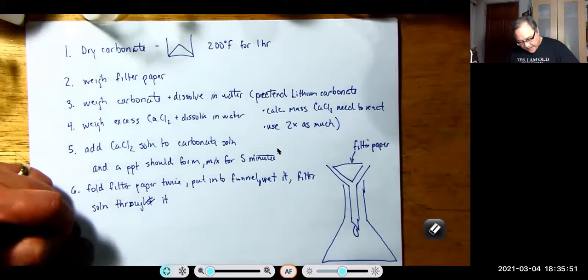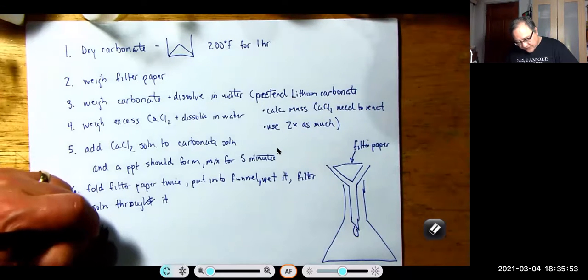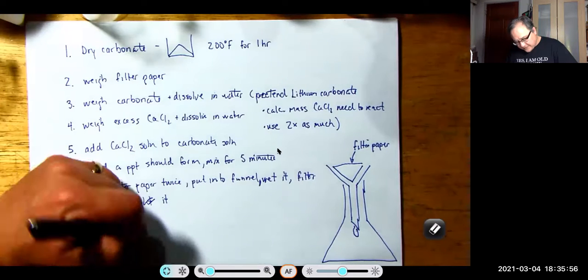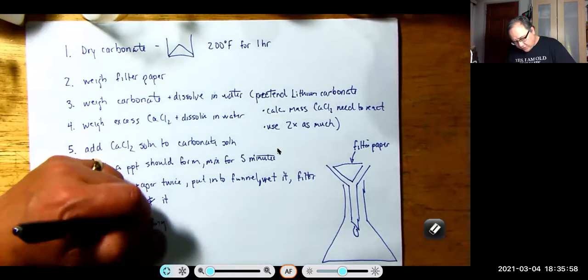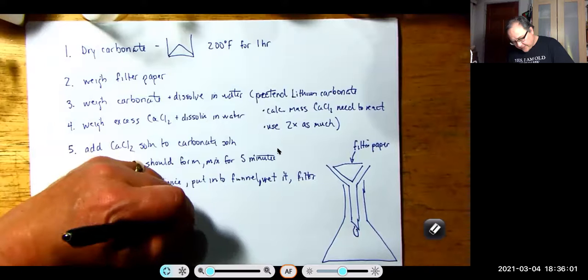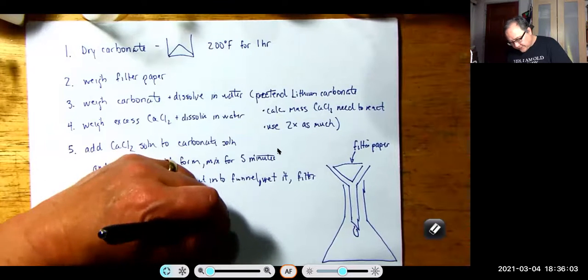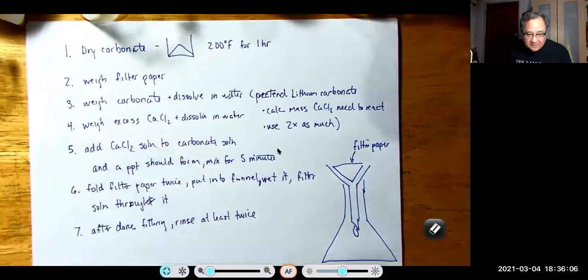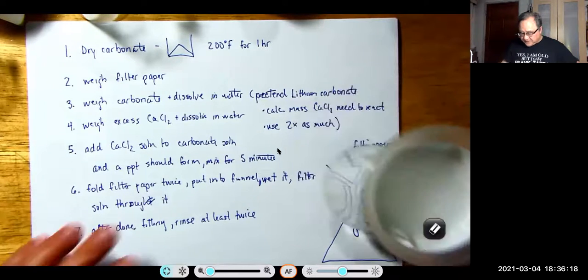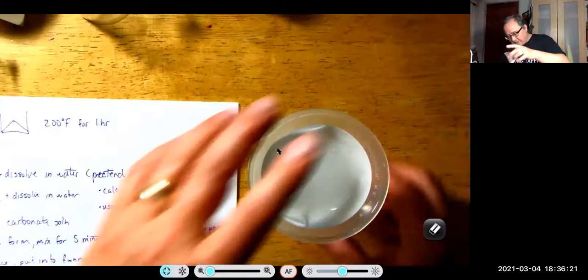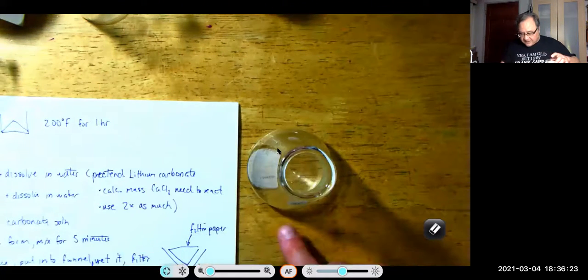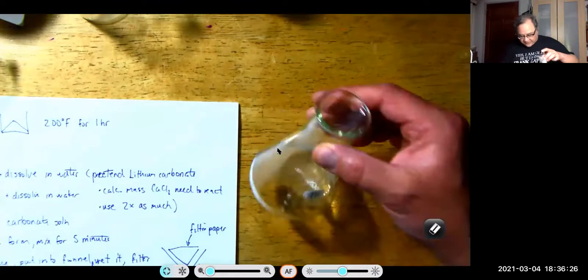And then after it's done filtering, you're going to rinse at least twice. By rinsing at least twice, I mean you rinse it and let all of the liquid filter out, and then rinse it again and let all of the liquid filter out. This makes me think I didn't wait quite long enough to filter, but you see how the solution here is a little cloudy, but it's not too cloudy, so it's probably okay.